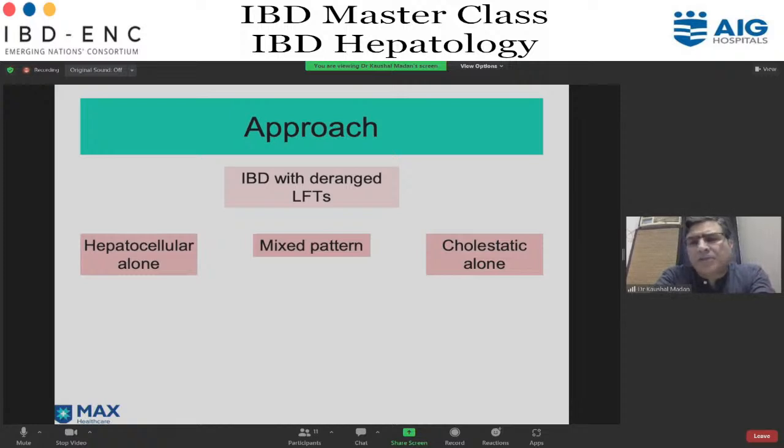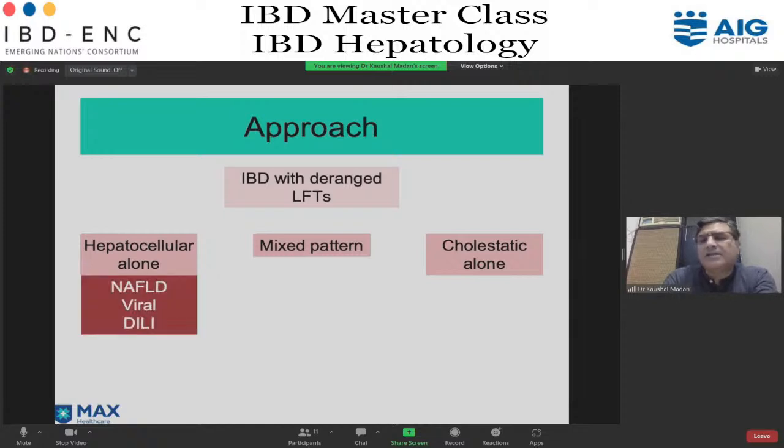So these patients may have a hepatocellular pattern of liver injury alone, cholestatic pattern alone, or a mixed pattern. When it is hepatocellular alone and it is mild, you should consider non-alcoholic fatty liver disease or chronic viral hepatitis or DILI, and lower down also keep in mind primary sclerosing cholangitis. Obviously, the workup would include viral markers, ultrasound FibroScan, and other parameters to suggest whether these patients have metabolic syndrome or not.